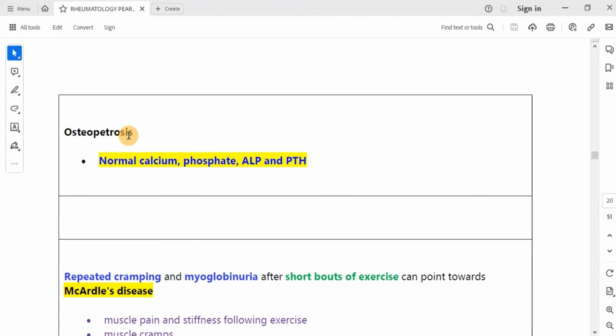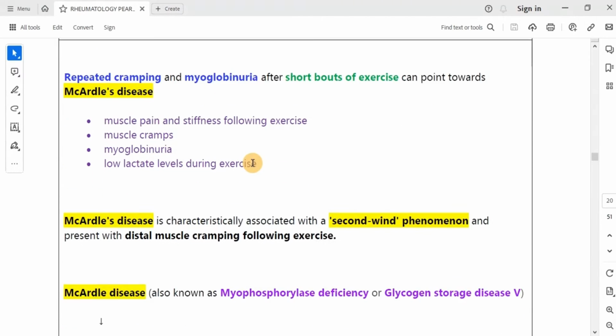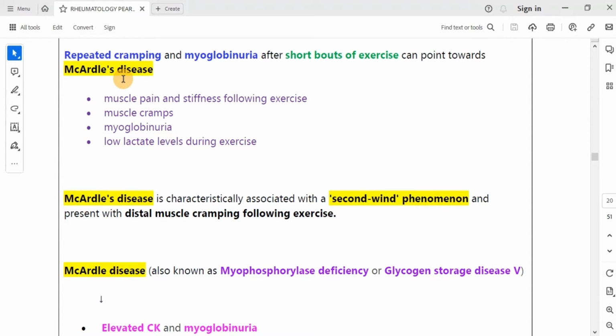Osteopetrosis as well as osteoporosis. The laboratory parameters would be normal calcium, phosphate, ALP and parathyroid level. Repeated cramping and myoglobinuria after a short burst of exercise can point towards McArdle's disease. So the patient typically will have muscle pain and stiffness following exercise.